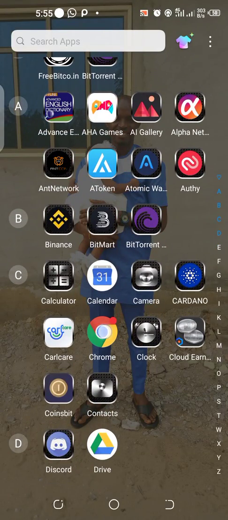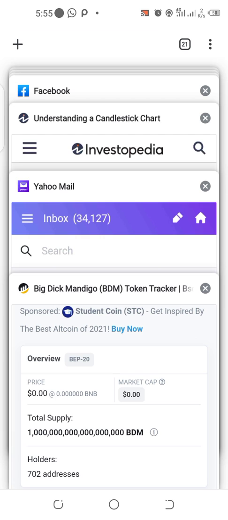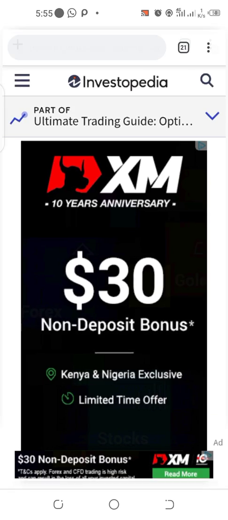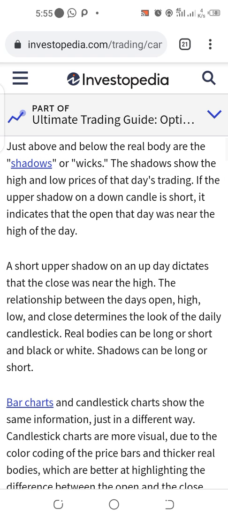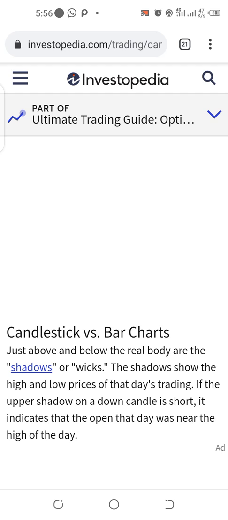In our last class, we discussed how to navigate through the Binance interface, majorly how to deposit, how to withdraw from Binance as well, and how to transfer funds within the Binance exchange.